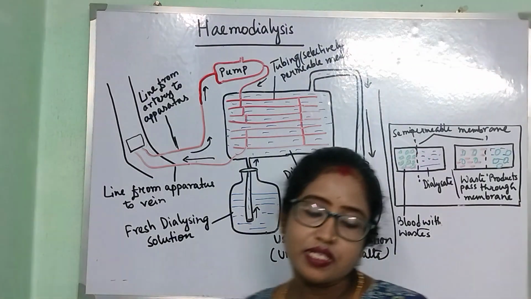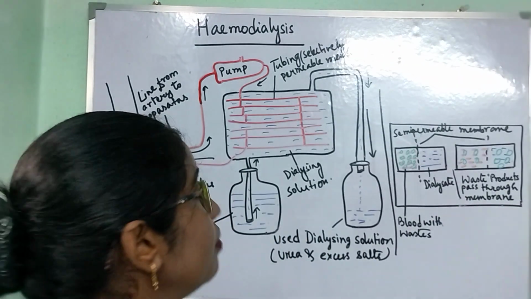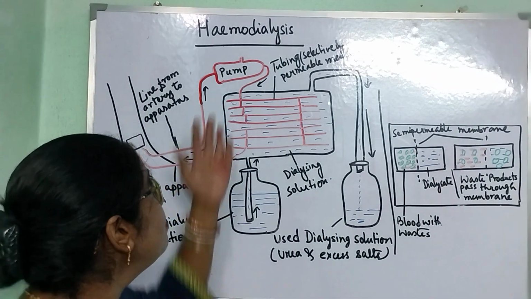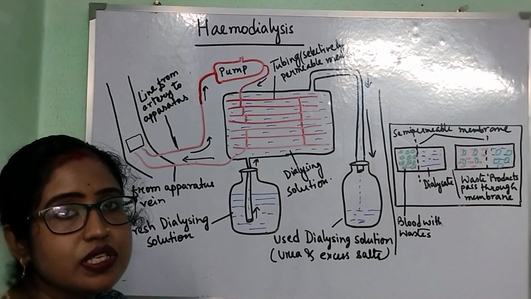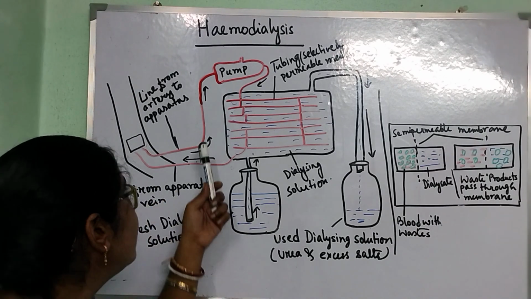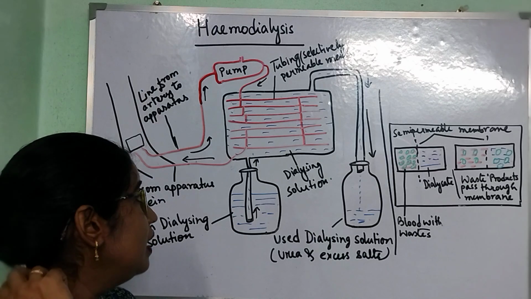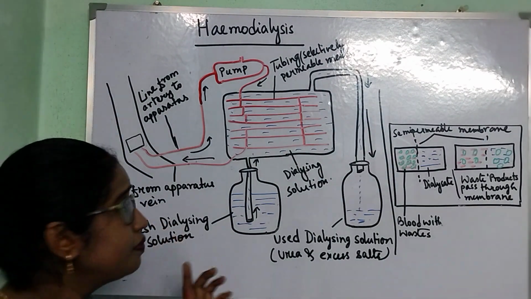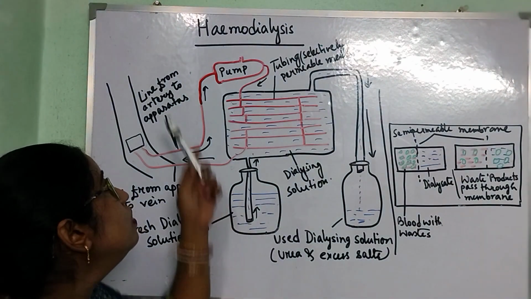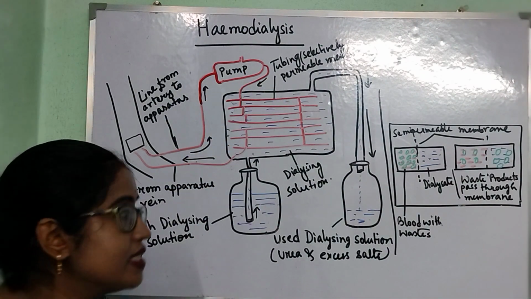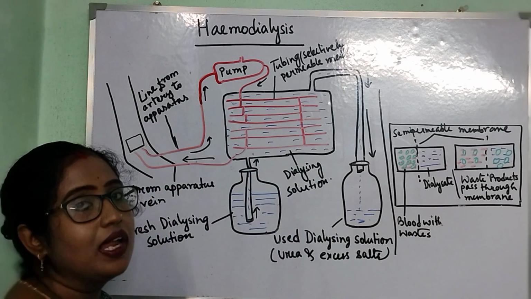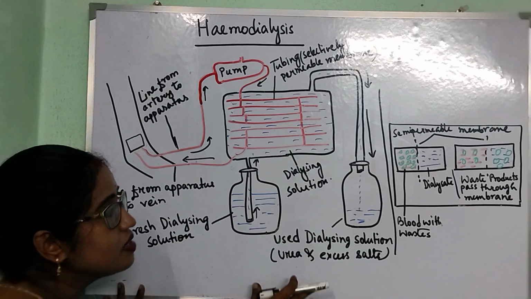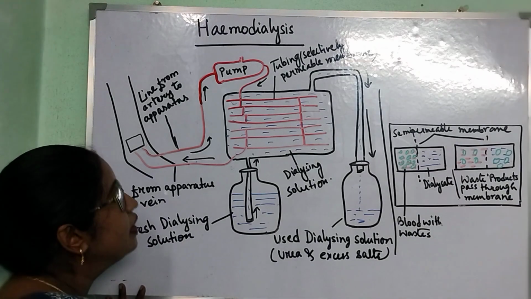So now let us discuss the mechanism of dialysis, or hemodialysis. And why hemodialysis? Because the dialysis process involves blood taken from the artery, and that fresh blood is returned to the vein in our body. So the process is hemodialysis, and the whole process is known as dialysis. Now let us discuss this dialysis process and the mechanism of this artificial kidney.